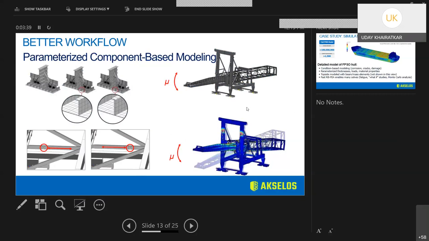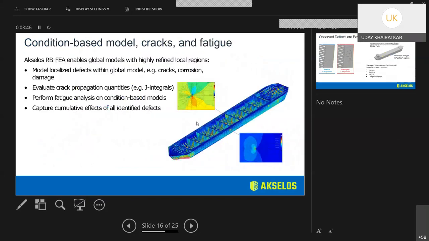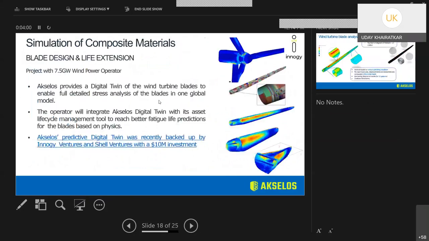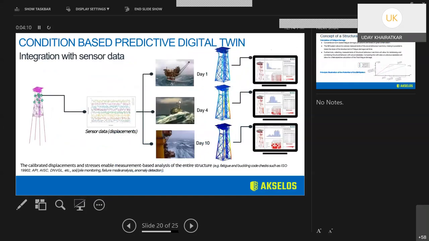So this is one of the structures that was analyzed, and the other structures. Defects are observed in detail. Zoom in and observe the defects. There are different locations where it can be used. Wind turbine. Then there's an offshore platform. This platform was observed from day 1 to day 10 and under different weather conditions. You can see the platform, the color of the structure shows the stress condition.